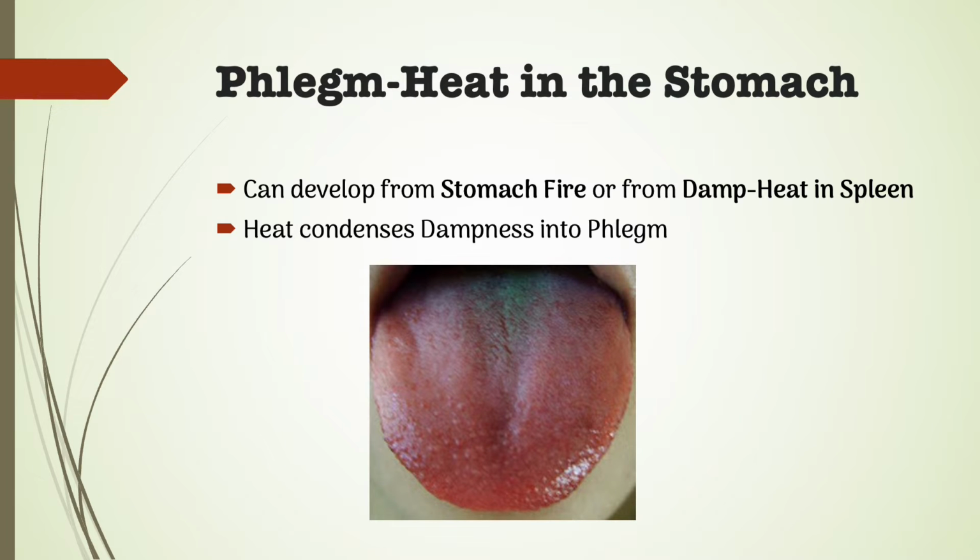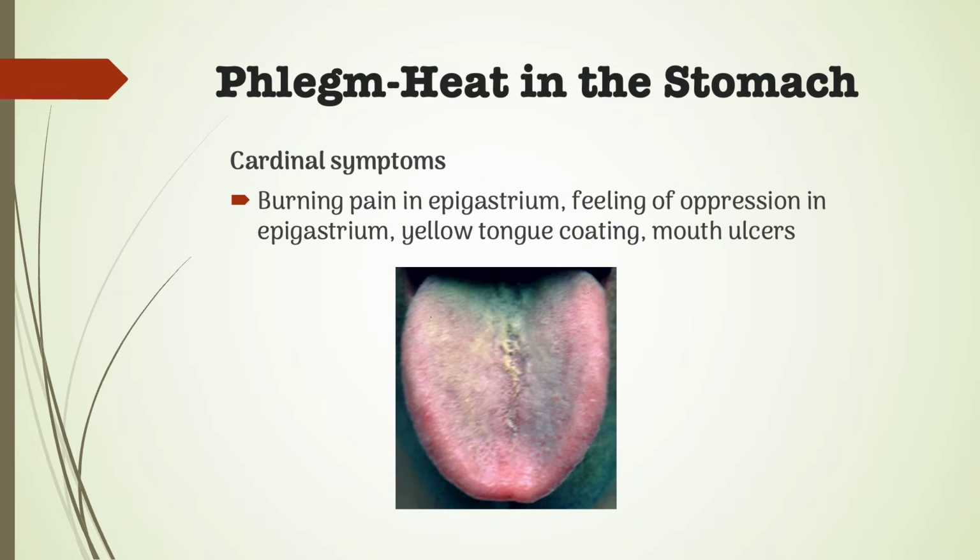Phlegm heat in the stomach can develop from stomach fire or from damp heat in the spleen. Heat condenses dampness into phlegm. Cardinal symptoms: burning pain in the epigastrium, feeling of oppression in the epigastrium, yellow tongue coating, mouth ulcers.